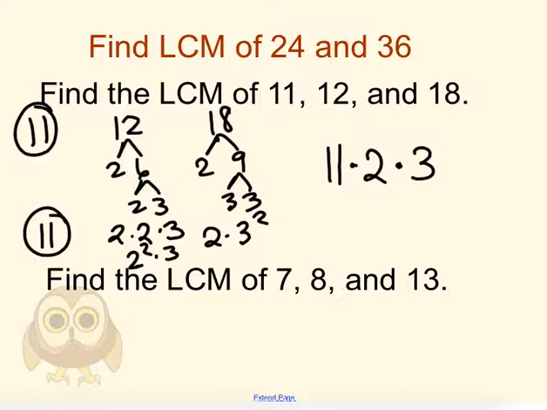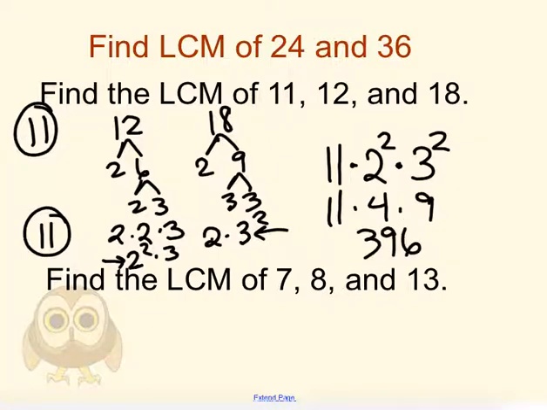Between the 2's, I have an exponent of 2 here, so I'm going to give my exponent of 2 in my factorization, or my multiplication here. And then the 3's, this one has an exponent of 2, so I'm going to put an exponent of 2 here. So I'm going to multiply 11, 4, and 9, which gives me 396.